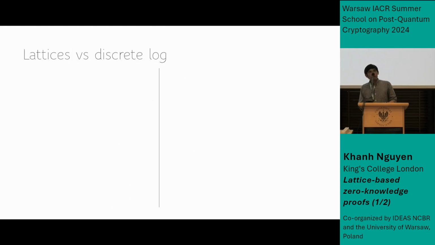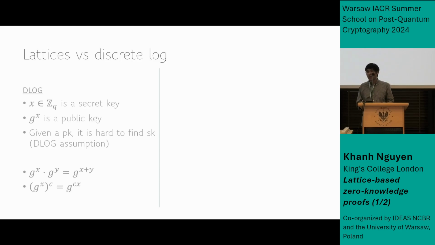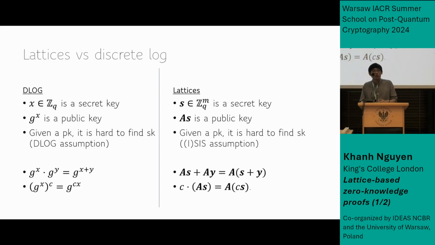For people familiar with the discrete log setting, it may seem a bit similar, right? Because in the discrete log setting, we have the secret key X, and then G to the X is a public key. Given the public key, it's hard to find the secret key. And with lattices, it's kind of similar.